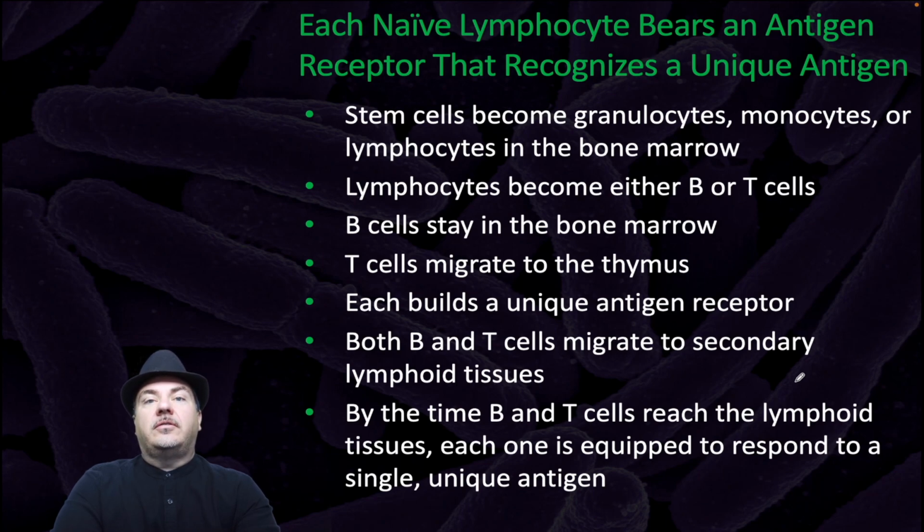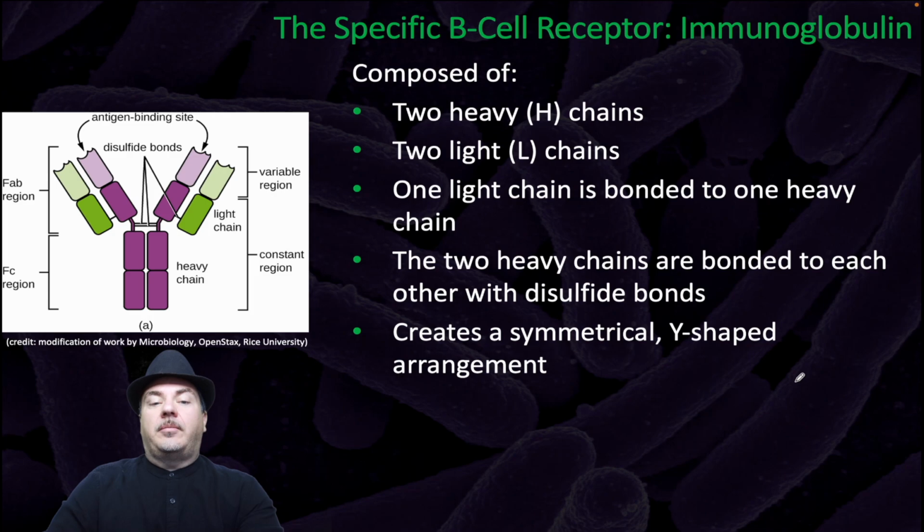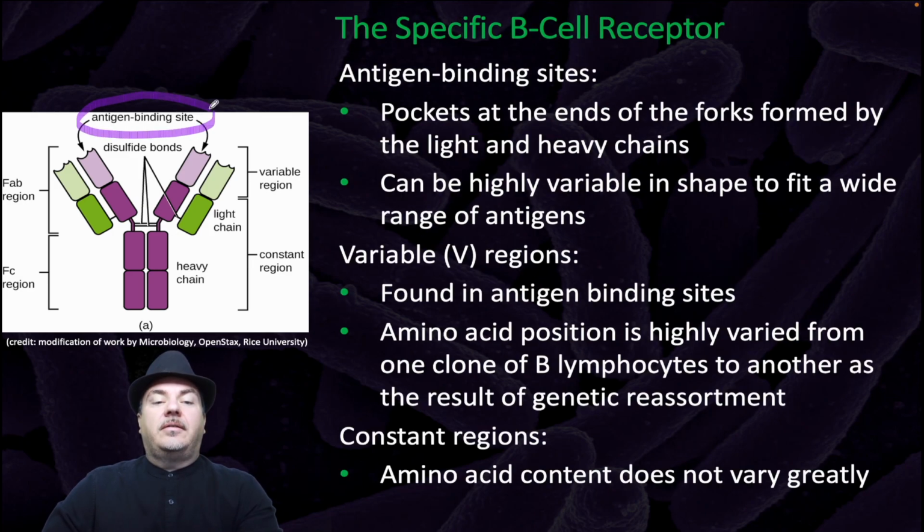The specific B cell receptor is composed of 2 heavy chains and 2 light chains. One light chain is bonded to one heavy chain. The 2 heavy chains are bonded to each other with disulfide bonds, and this creates a symmetrical Y-shaped arrangement. So the receptor has antigen binding sites. These are pockets at the ends of the forks formed by the light and the heavy chains.